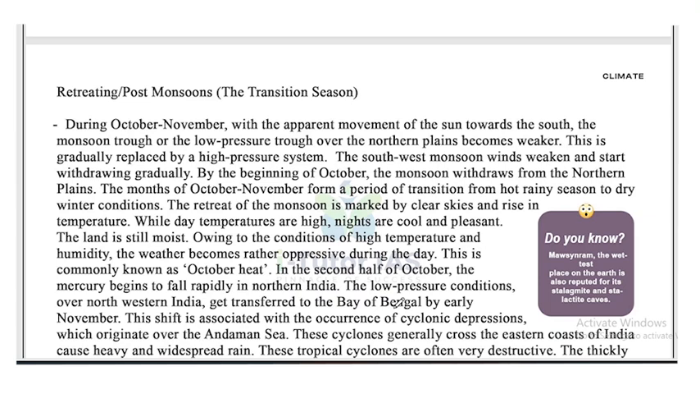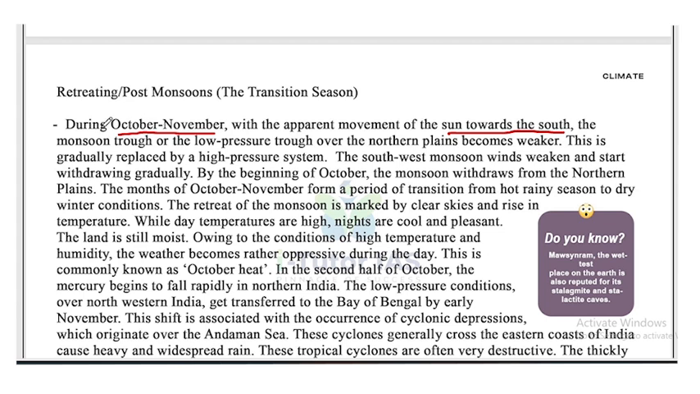Next one is the retreating or post-monsoon season. That is the transition season. From October to November, with the apparent movement of the sun towards the south, the monsoon trough or the low pressure trough over the northern plains becomes weaker.